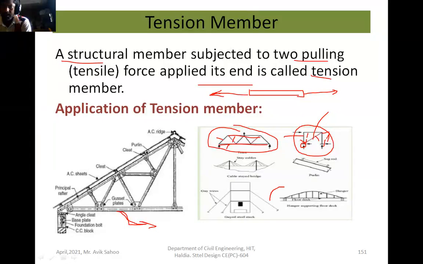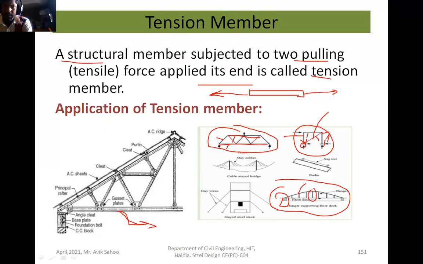We see a bridge deck. This is a bridge where the deck is supported by hanger bars. These hanger bars transfer forces to the main cable. So this member is also in tension, because the tensile forces are transferred to this member, and finally to the support, to the foundation.